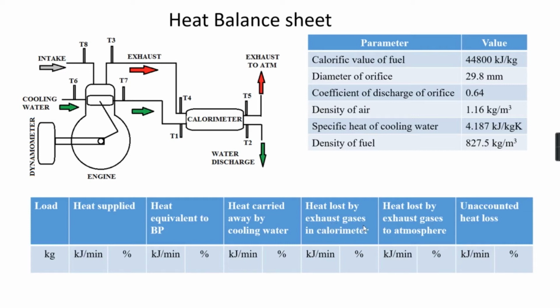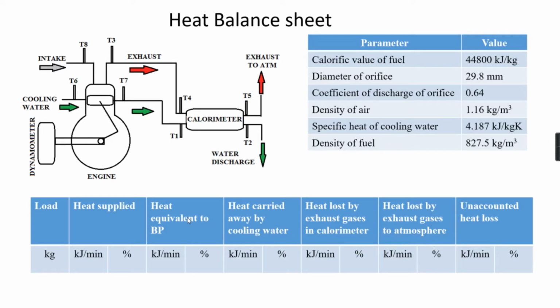Then heat lost by exhaust gas into the calorimeter. As we are supplying that gas inside this calorimeter and we are having a water supply, the water will absorb the heat of these exhaust gases inside the calorimeter, and hence the temperature of these exhaust gases will drop down. So we are going to calculate what is the amount of heat lost by exhaust gases into the calorimeter. Then once this heat is absorbed by the water, the low temperature gases will be sent to the atmosphere, and we are going to calculate how much is the amount of heat which is lost to the atmosphere by the exhaust gases.